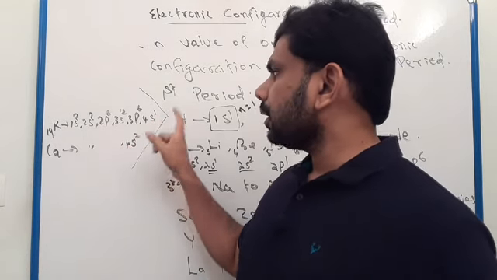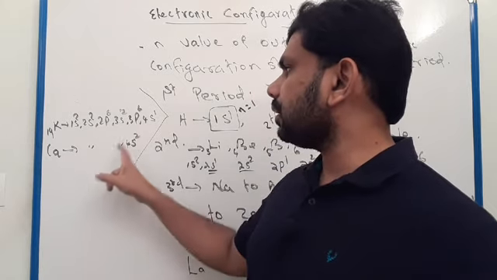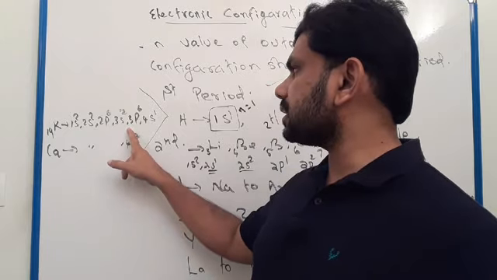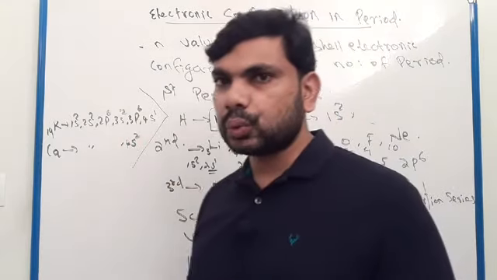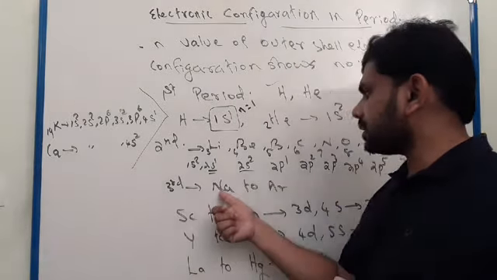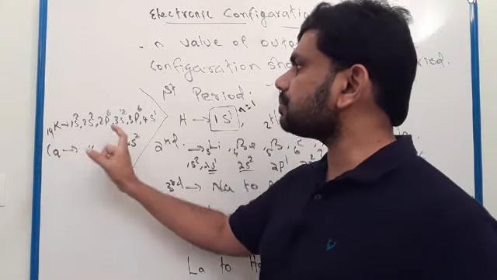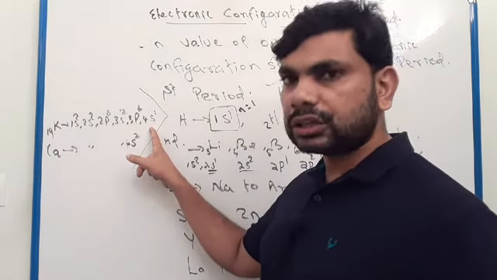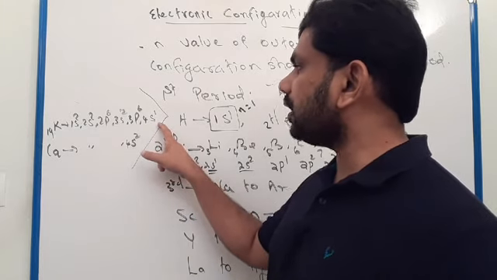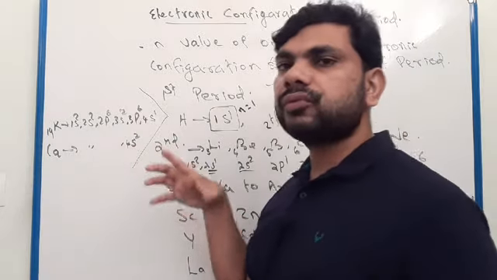So also for calcium, it will be 1s2, 2s2, 2p6, 3s2, 3p6, and after 3p6, 4s2. Clear? So the third period is sodium to argon, and potassium and calcium come in the fourth period. That's why potassium's outer shell configuration is 4s1 and calcium's is 4s2, so it will be the fourth period.